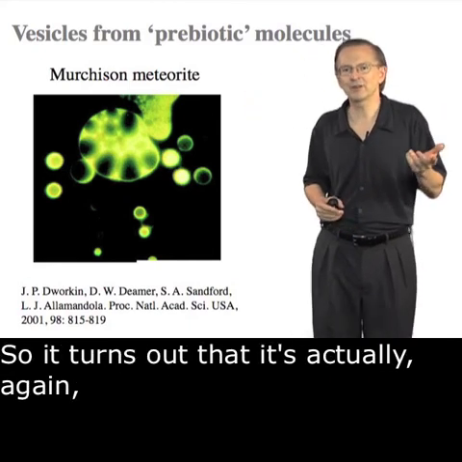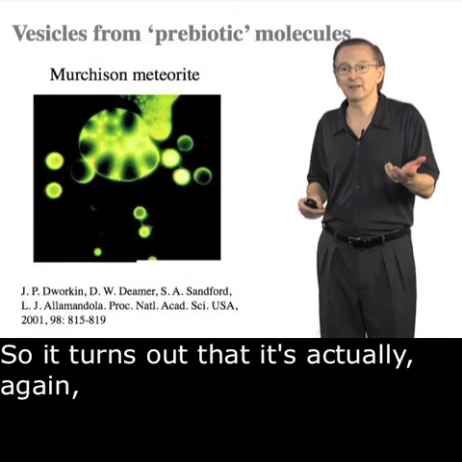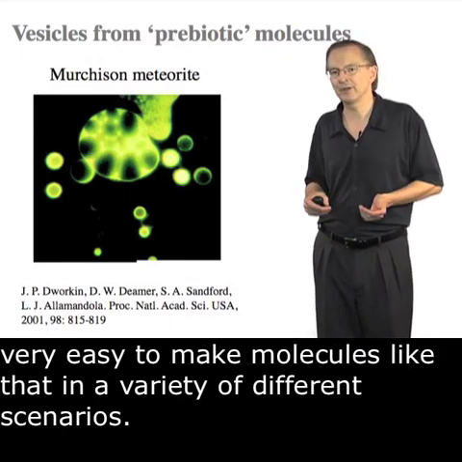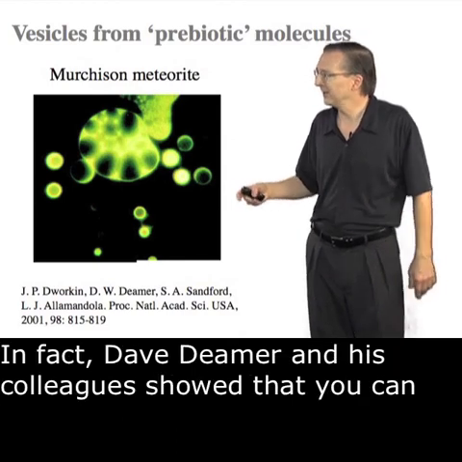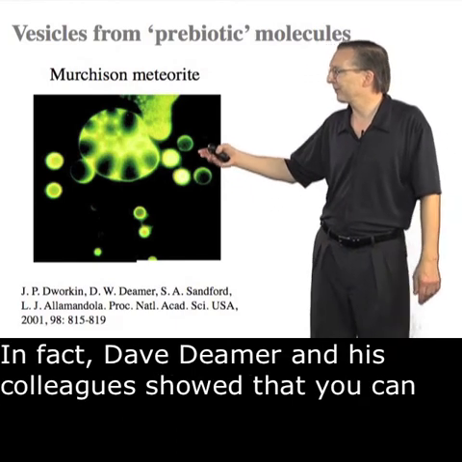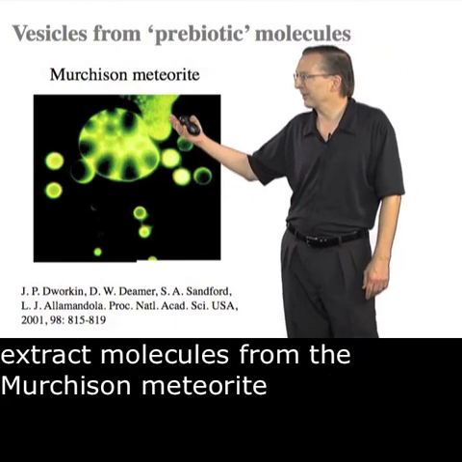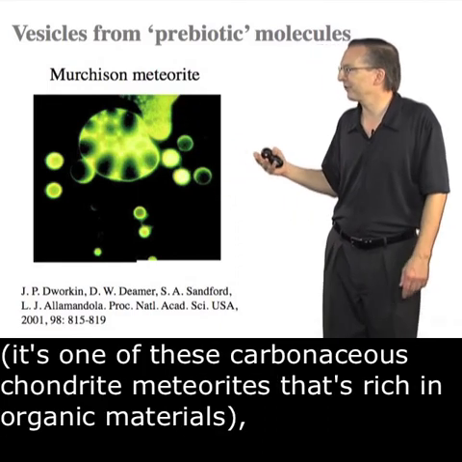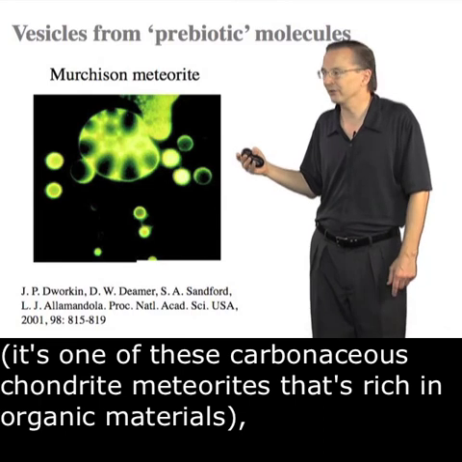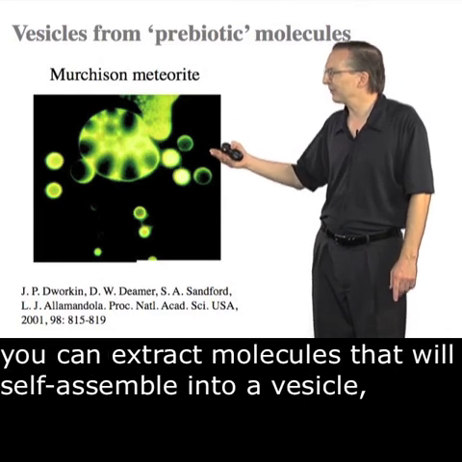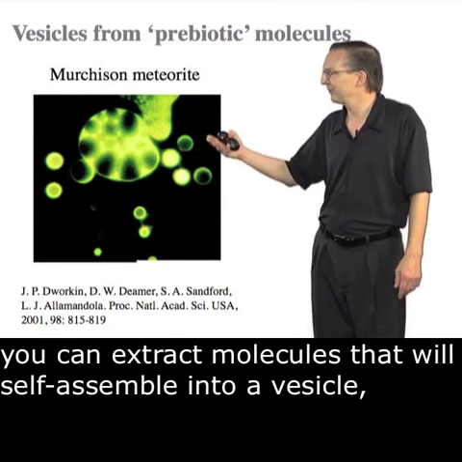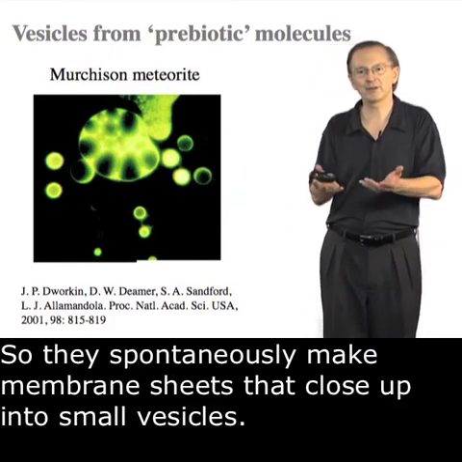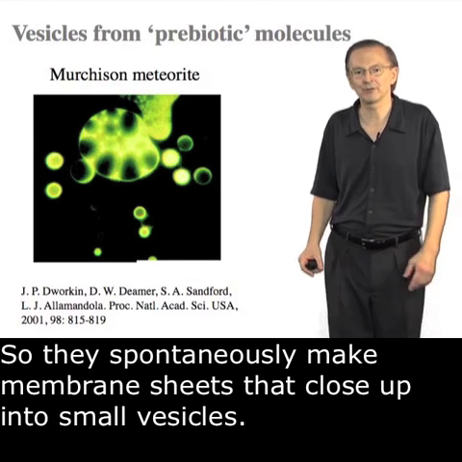So it turns out that it's actually, again, very easy to make molecules like that in a variety of different scenarios. In fact, Dave Deamer and his colleagues showed that you can extract molecules from the Murchison meteorite. It's one of these carbonaceous chondrite meteorites that's rich in organic materials. You can extract molecules that will self-assemble into vesicles, as you can see here. So they spontaneously make membrane sheets that close up into small vesicles.